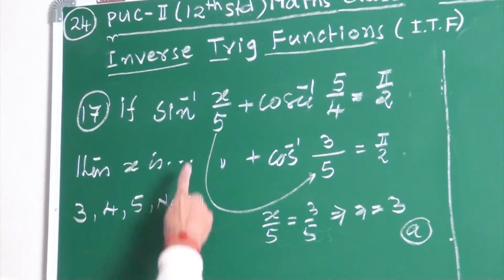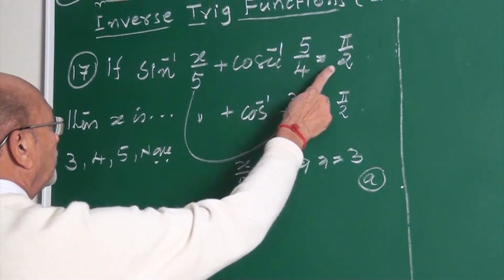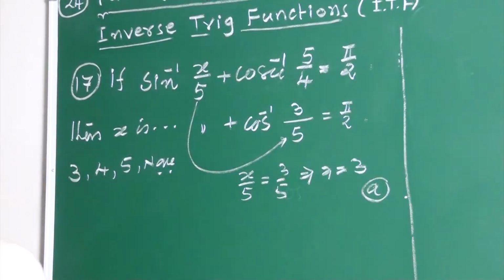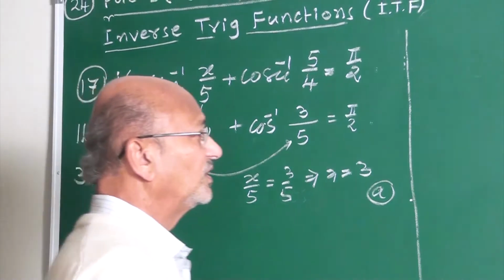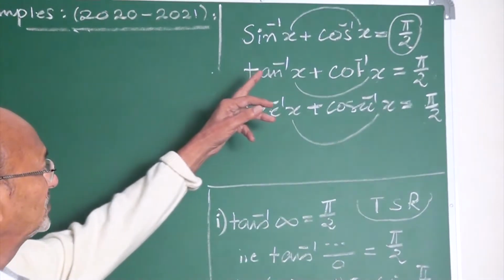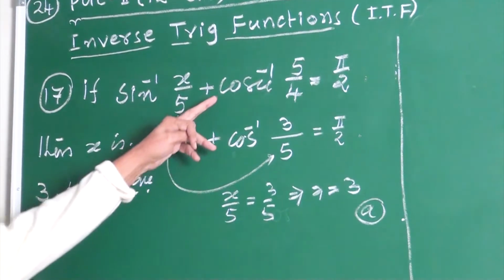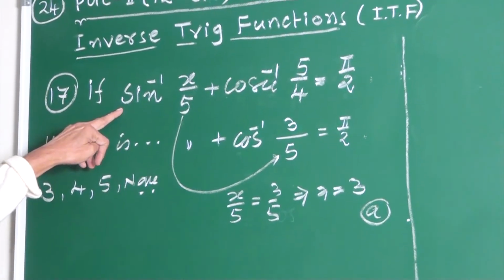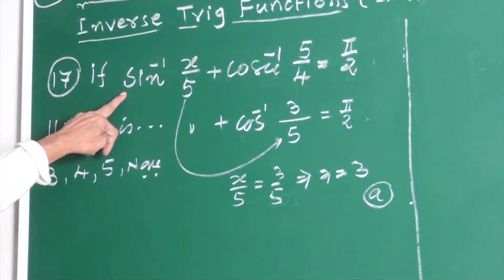If sin inverse x by 5 plus cosec inverse 5 by 4 equals pi by 2, then the value of x is dash. You must convert this cosec inverse to cos inverse. What is the property? Sin inverse x plus cos inverse x is pi by 2. Therefore, to use that, you must convert from cosec inverse to cos inverse. Otherwise, you must convert this sin inverse to sec inverse. Either the third property, otherwise the first property.